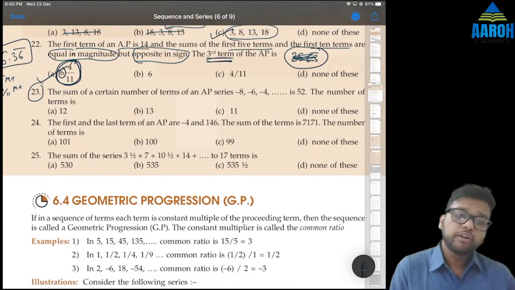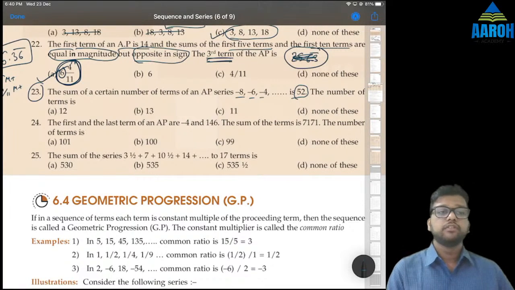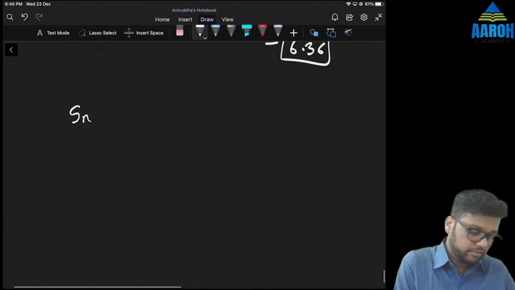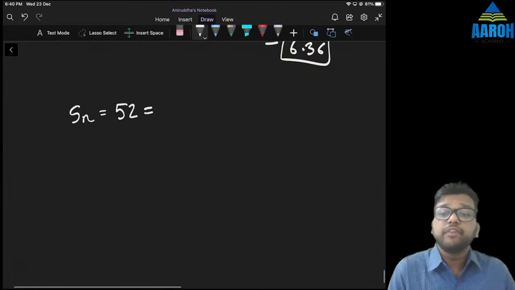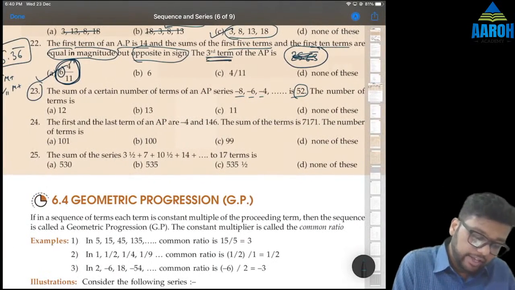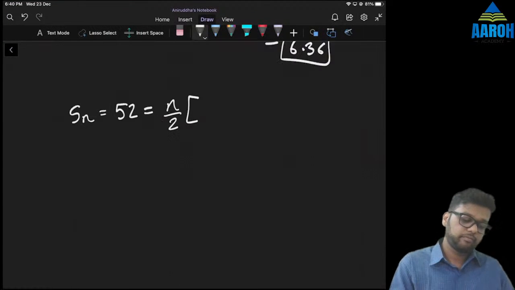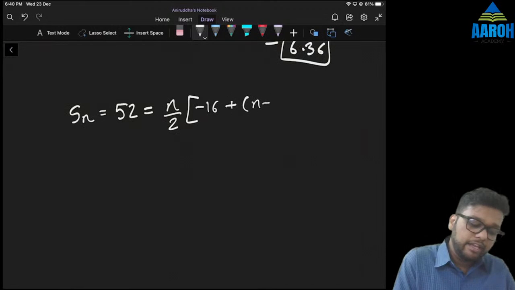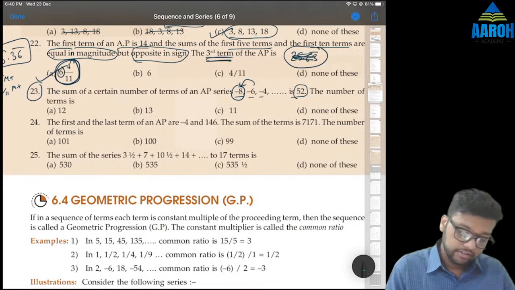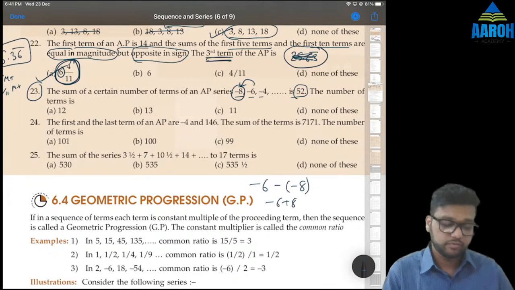Sum of a certain number of terms of an AP series -8, -6, -4 dot dot dot is 52. That is, they are saying Sn is 52. But we know the formula of Sn. It is n by 2 into 2a plus n minus 1 into d. What is a here? A is -8, so 2a will be -16. What is d here? -6 minus -8, so -6 plus 8, that is 2, right?